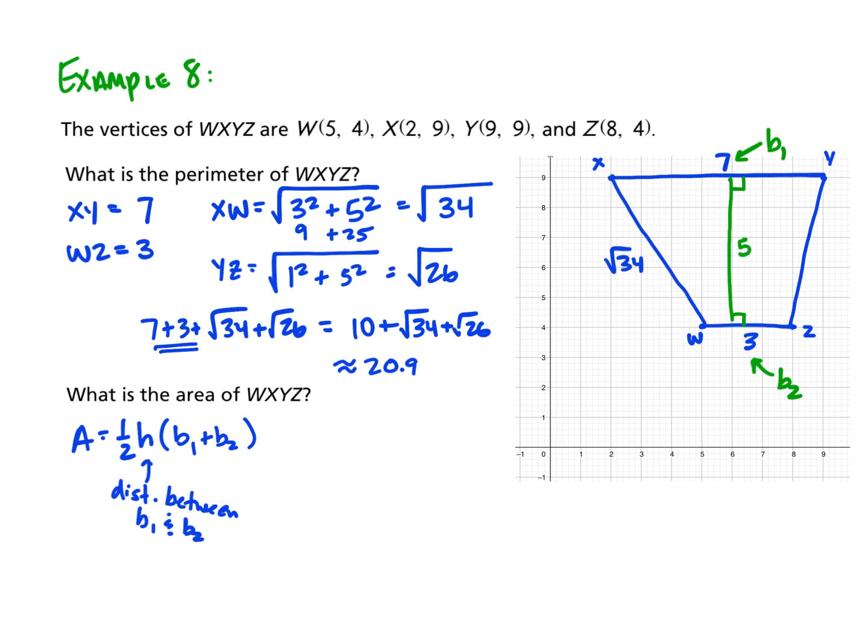So now when it comes time to find my area, I'll take 1/2 of 5 times 7 plus 3. So that's half of 5 times 10, which is half of 50, which is an area of 25.